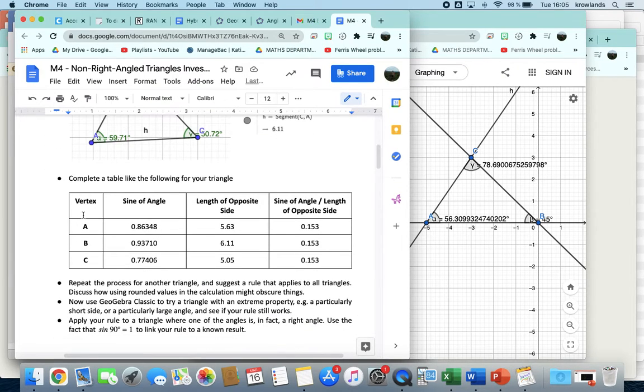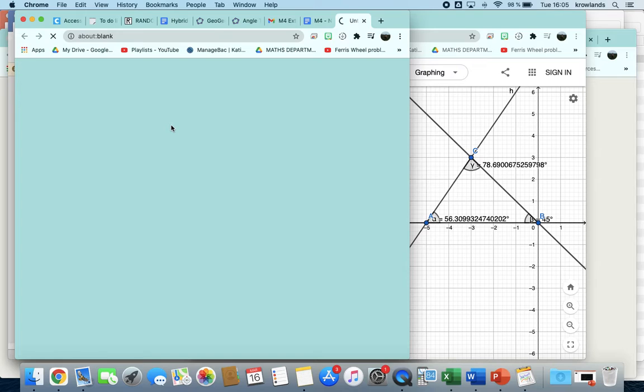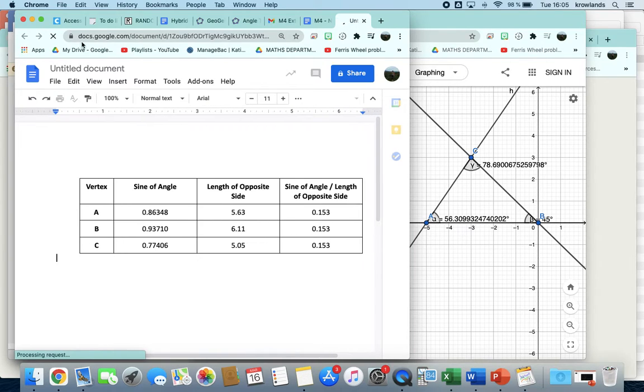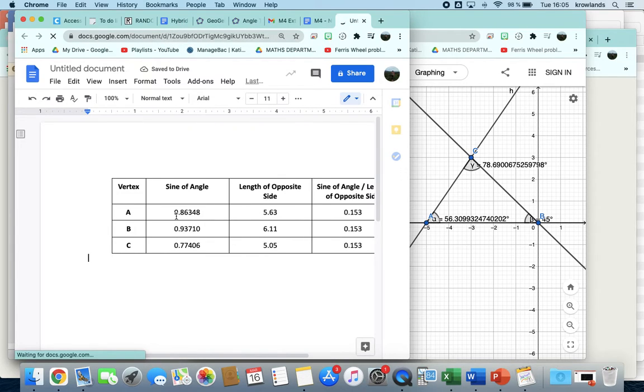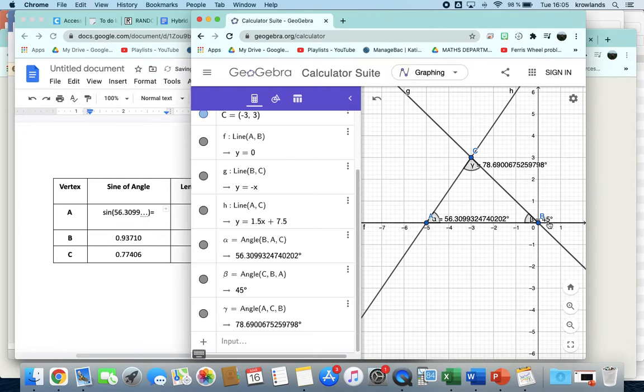Now, what you need to do is then fill out this table. So I would copy this table and make a new document. On the new document, we need to do the following. We need to go to vertex A and we need to find sine of the angle at vertex A. Mine's going to be 56.3099. Work that out. We then need to go to B.